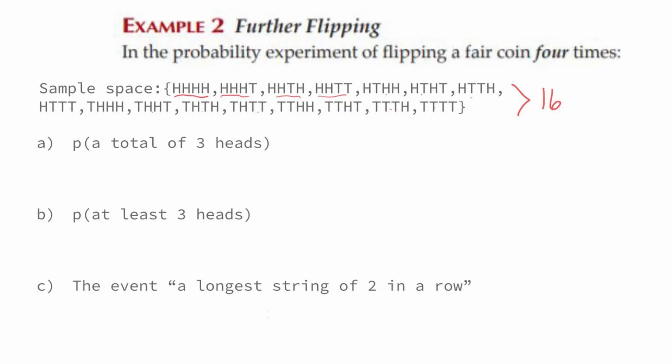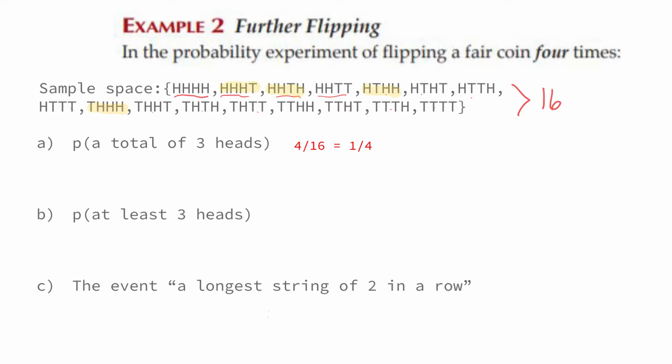And they want to know the probability. So when you see that P out front, that just means the probability. So what is the probability that we're going to get a total of 3 heads? Let's count up how many of them have a total of 3 heads. So we have 1 here, we have 1 here, and here, and here, and that looks to be it. So this would be a total of 4 out of 16, which would reduce down to 1/4.